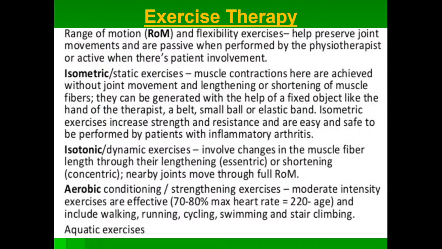Isotonic dynamic exercise involves changes in the muscle's fiber length through lengthening, eccentric, or shortening, concentric, while nearby joints move through full range. Aerobic conditioning, stretching exercise, moderate intensity exercise are effective. 70 to 80% max heart rate equals 220 minus age, and include walking, running, cycling, swimming, and stair climbing.